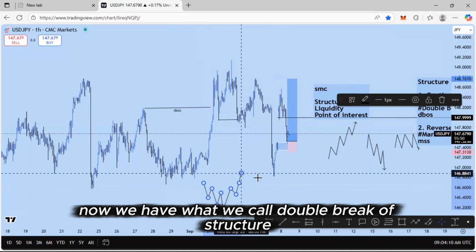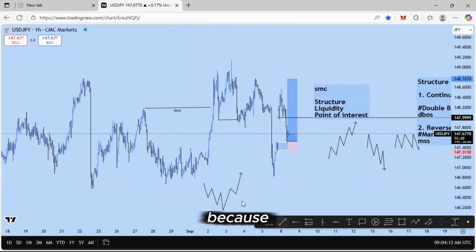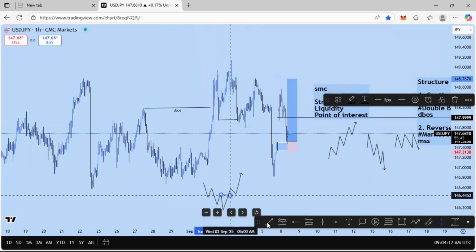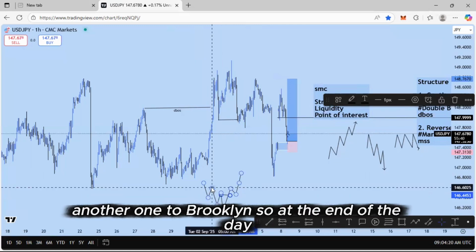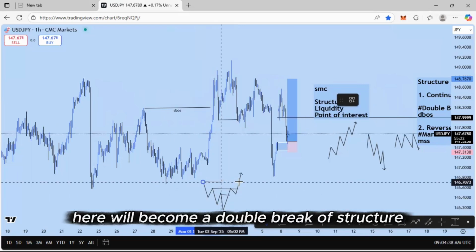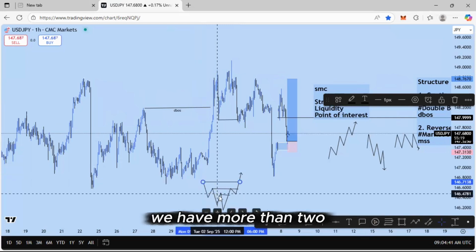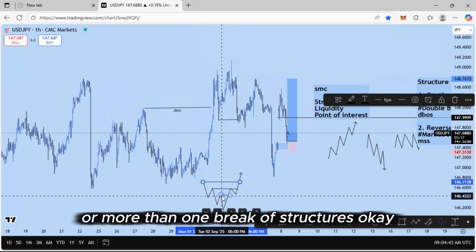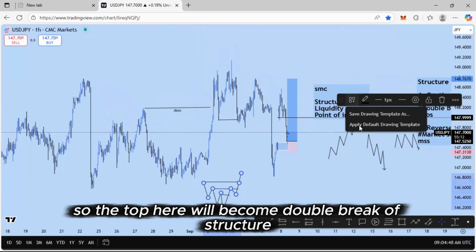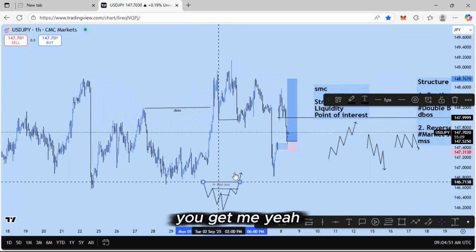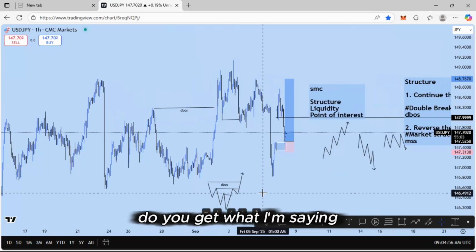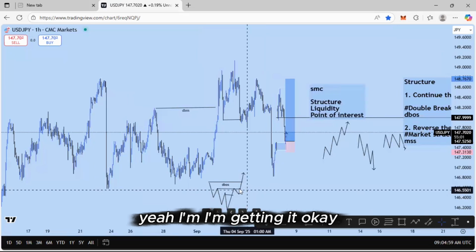Now we have what we call double break of structure because we have this one broken, another one too broken. So at the end of the day, if you want to mark the top, here will become a double break of structure. We have more than one break of structure. Okay, so the top here will become double break of structure. You get me? Do you get what I'm saying? Yeah, I'm getting it.